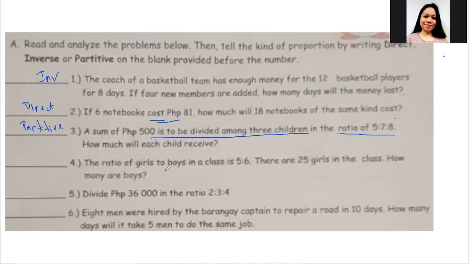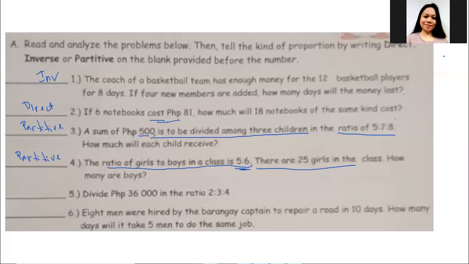The ratio of girls to boys in class is blah, blah, blah. So you have a ratio between two categories, and this is the total. This is also another example of partitive. If you see something like that, mostly you have the word ratio in it, and then you're given the actual ratio and then the total number of people. So that's basically a partitive.